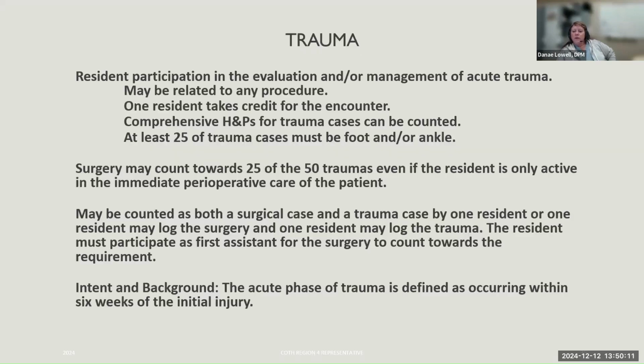The trauma category encompasses experiences in managing acute trauma, defined as within 6 weeks of initial injury. There are 50 MAVs for this category. When you log experiences such as H&Ps or surgeries, the option for selecting trauma is present. The advice is to log as many traumas as you are exposed to. However, at least 25 must be related to the lower extremity.